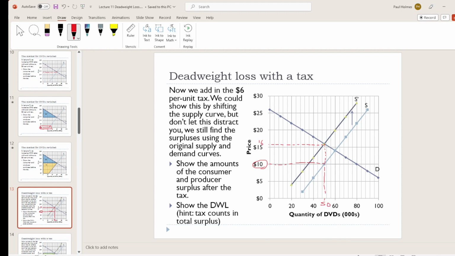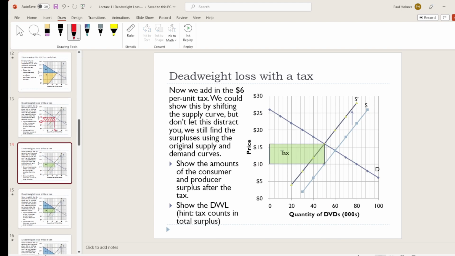Okay, so here, how are we going to add in our consumer and producer surplus? Well, first off, notice that we've defined our tax revenue here within this rectangle. So there we go, there is our tax revenue. Drawing the tax revenue on first actually makes our life a lot easier in showing the deadweight loss and showing the consumer and producer surpluses, because the way we're going to show them is not overlapping with this tax.